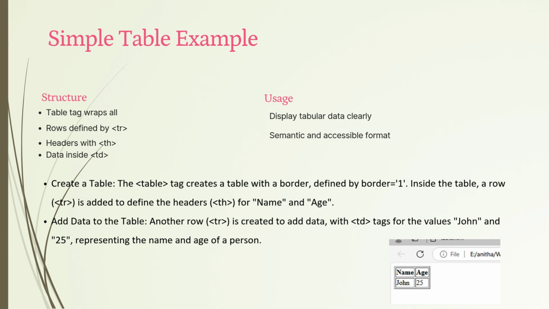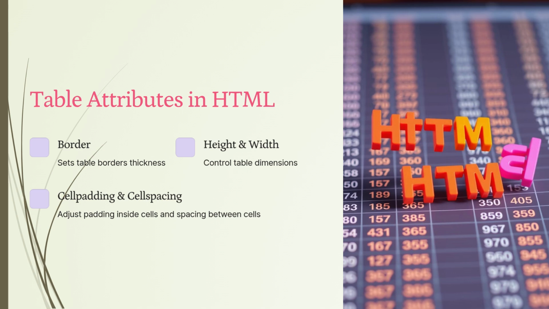Create a table. The table tag creates a table with a border defined by border equals 1. Inside the table, a row is added to define the headers for name and age. Add data to the table. Another row is created to add data with td tags for the values John and 25, representing the name and age of a person.